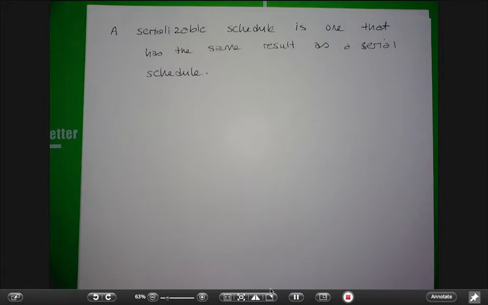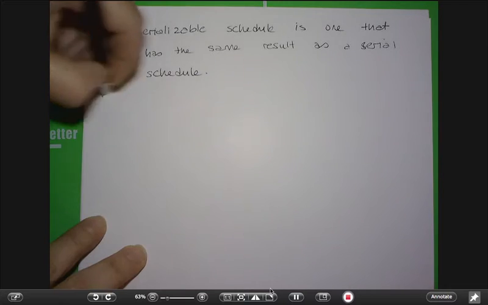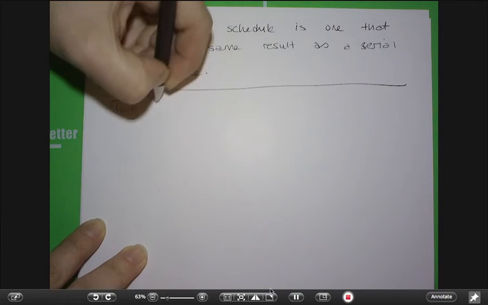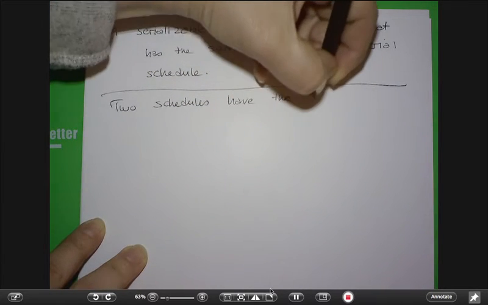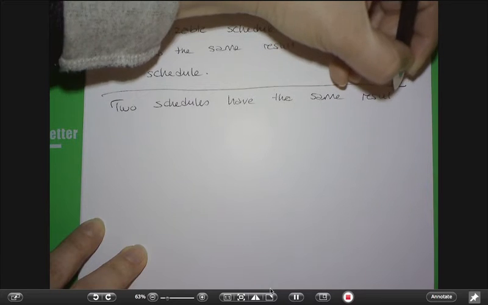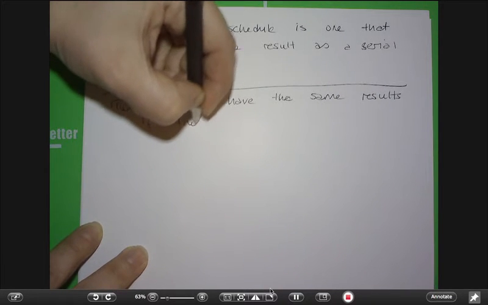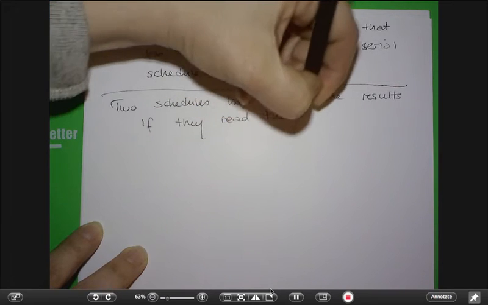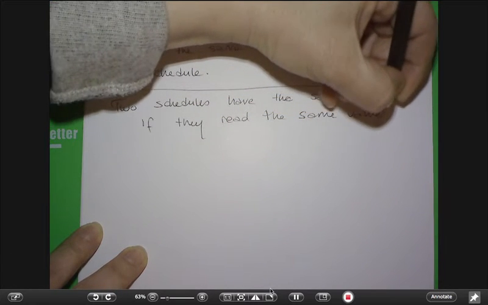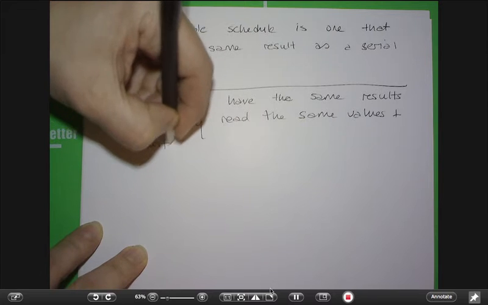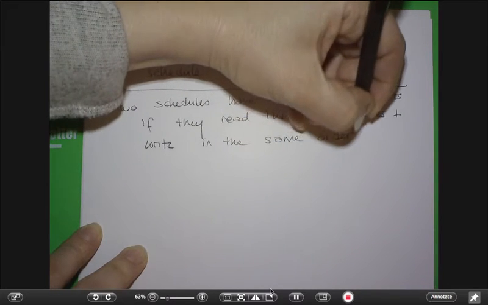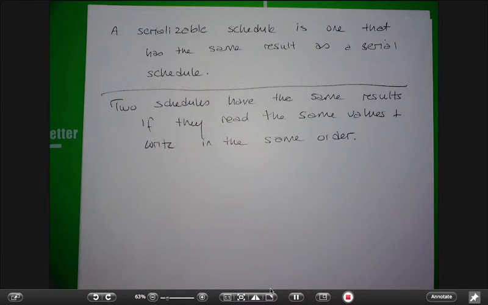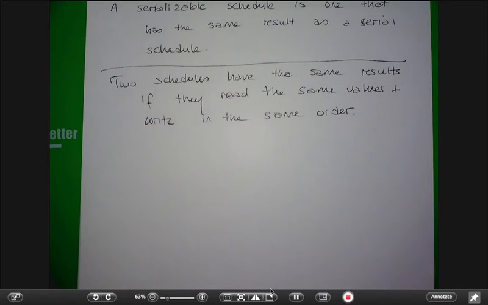So how can two schedules have the same results? Two schedules have the same results if they read the same values and write in the same order. Okay? So let me try to explain to you. This is exactly what we were just doing a second ago.